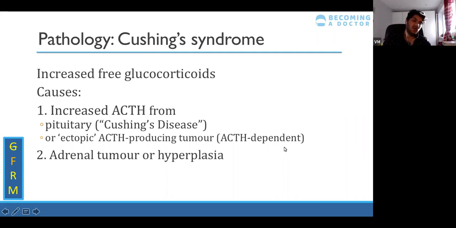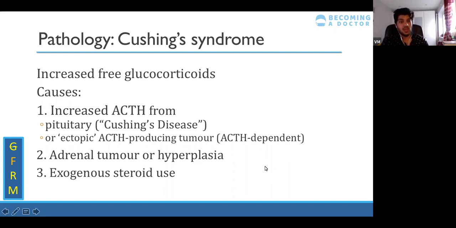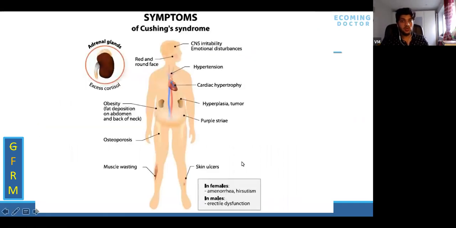So you might have the adrenal glands, or you might have a tumor, or you might have hyperplasia causing far too much cortisol in the body. And it might also be due to exogenous steroid use. So certain conditions, you use steroids as treatments. If you overdo it, you can increase the amount of cortisol in your body, leading to this sort of picture. So these are the symptoms of Cushing's.